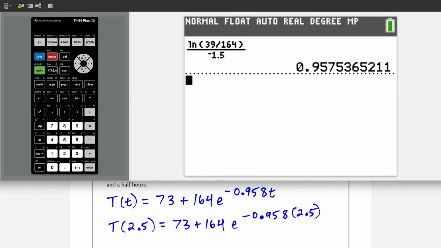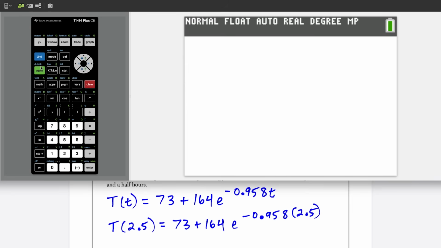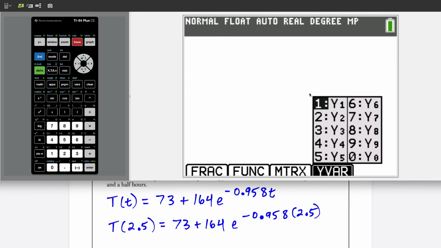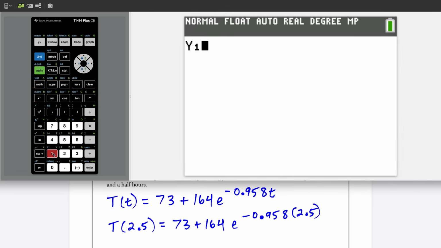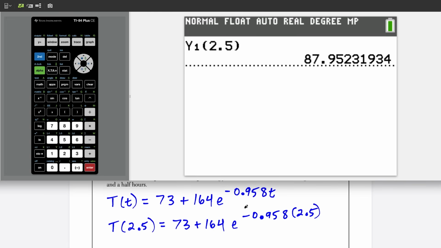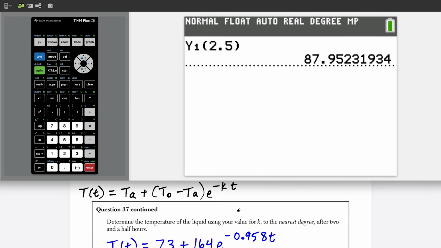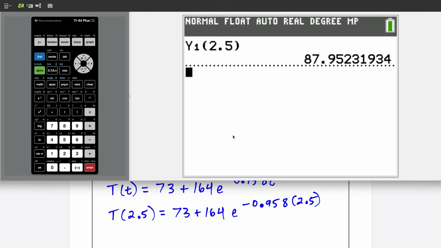And now I go back to the main screen, and I could use that shortcut again. I could do alpha trace y1, and that's going to pull up the function for T(t), and we're plugging in 2.5. So we do this, and ultimately we are rounding to the nearest degree. So this is going to help us get the value here.